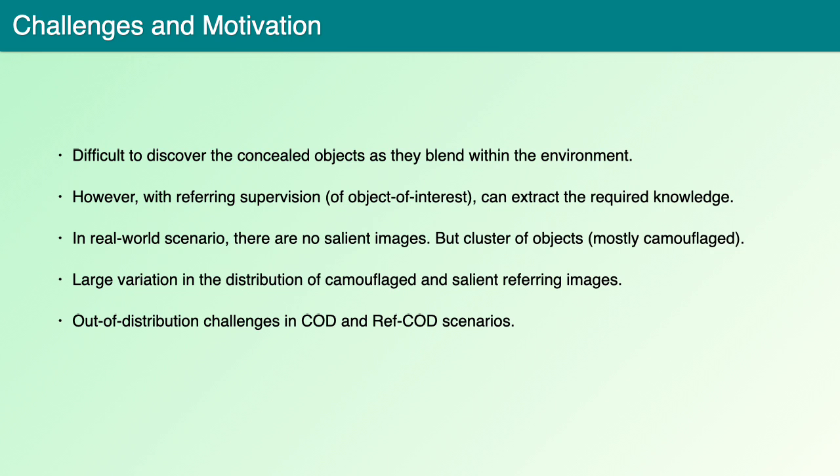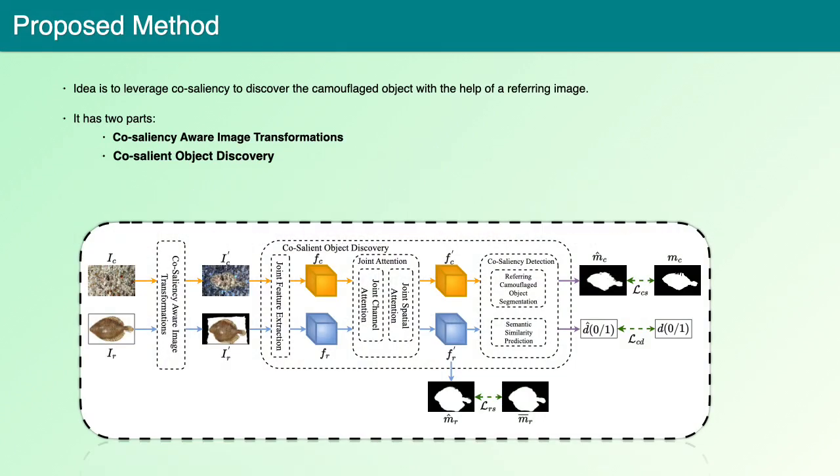Another major challenge is the large visual disparity between the camouflaged and salient referring images. Finally, there are out of distribution challenges where the model learns on certain categories and is evaluated on a different set of categories. The main idea is to leverage the concept of co-saliency to discover the camouflaged object. It has primarily two parts: co-saliency aware image transformations and co-salient object discovery.